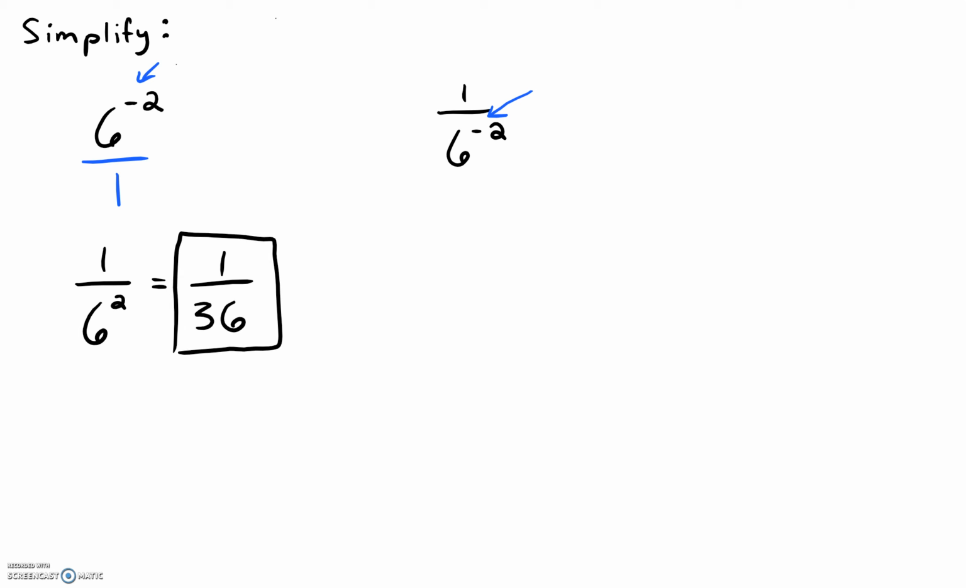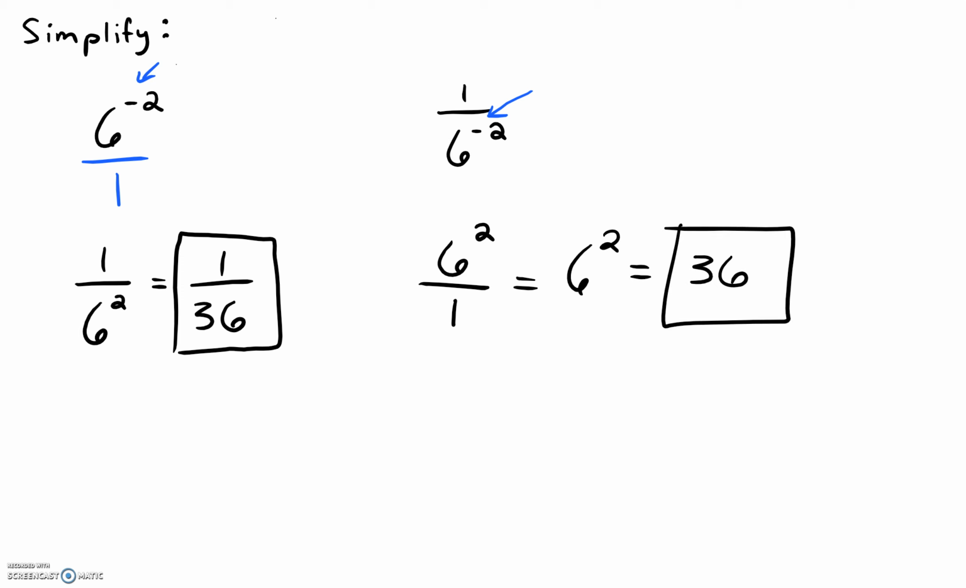Now let's do the same thing in the second problem. The second problem is already presented as a fraction. So we have a 6 to a negative exponent in the bottom, so we can move that to the top, or to the numerator. And that will give us 6 to the now positive 2 over 1, which we of course can just rewrite as 6 to the 2 because anything divided by 1 is itself. And 6 squared is 36. And there you are. There's your final answer.